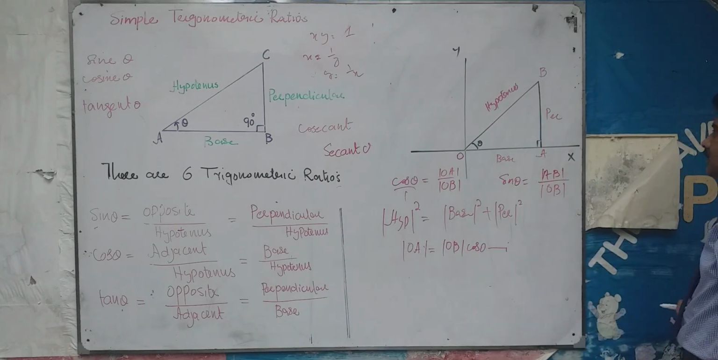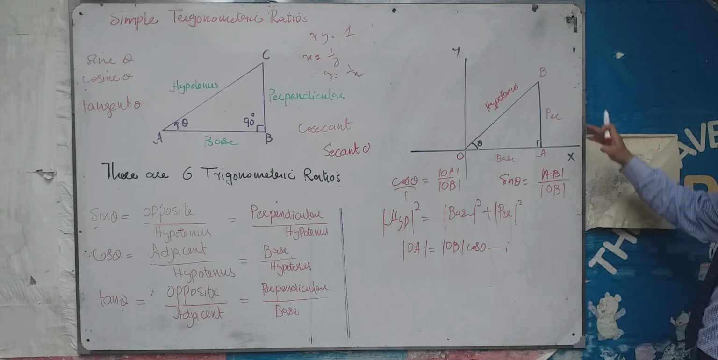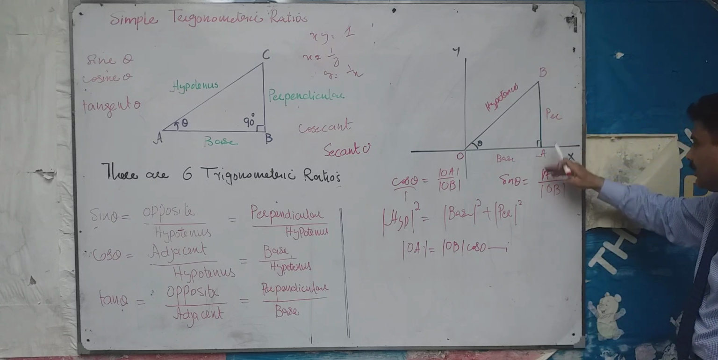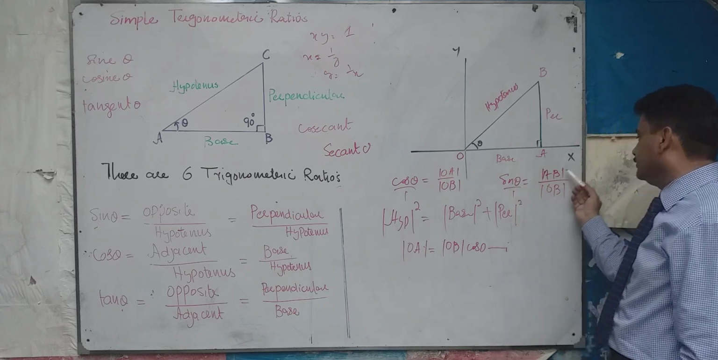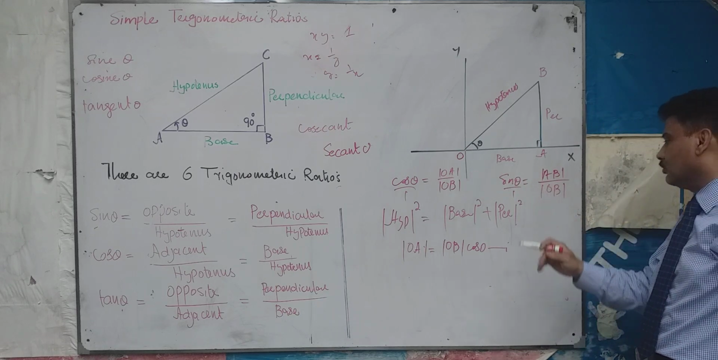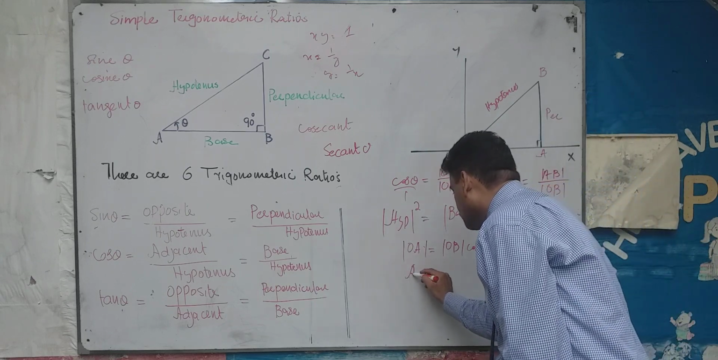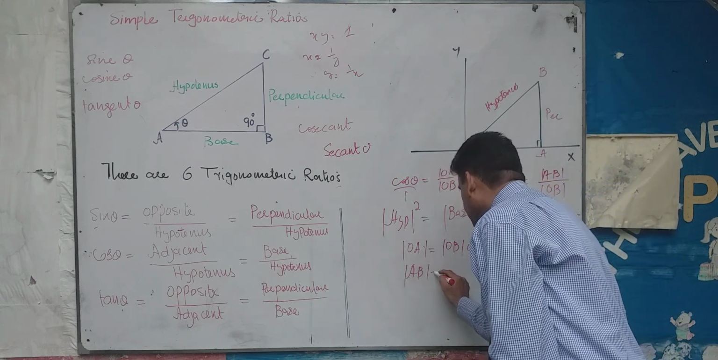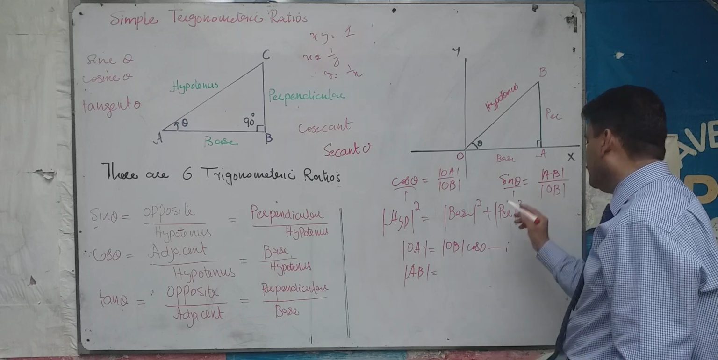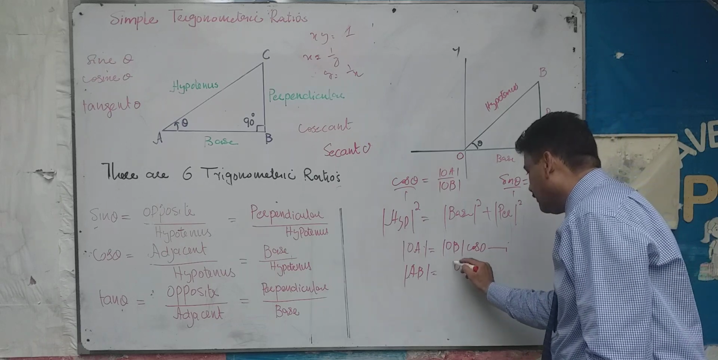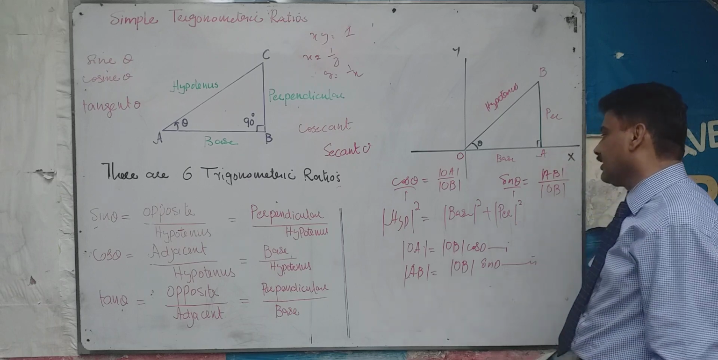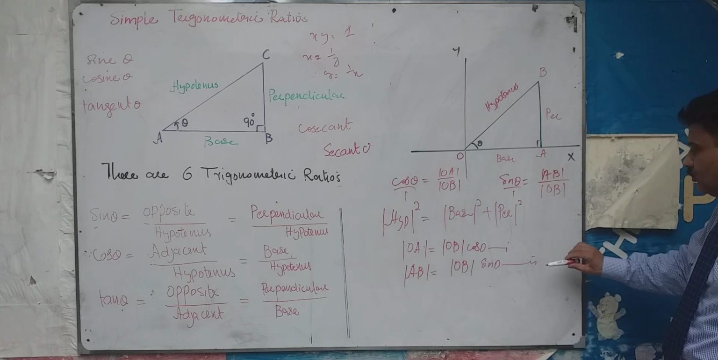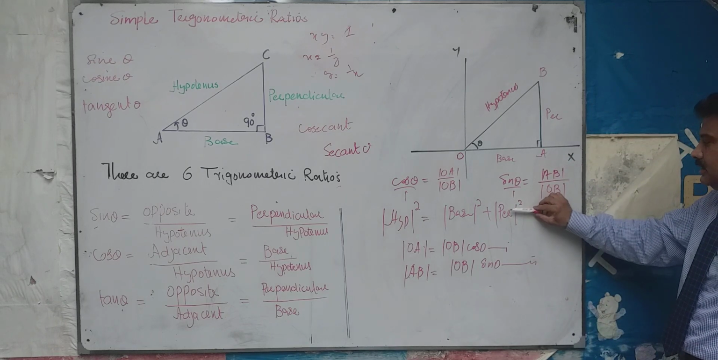Similarly, from here we try to find the length of the perpendicular. We just cross multiply and AB will be equal to OB sin theta, the magnitude of OB multiplied by sin theta. This is the second relation. We now put these values in Pythagoras theorem.